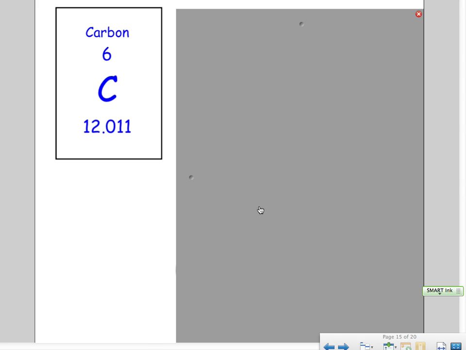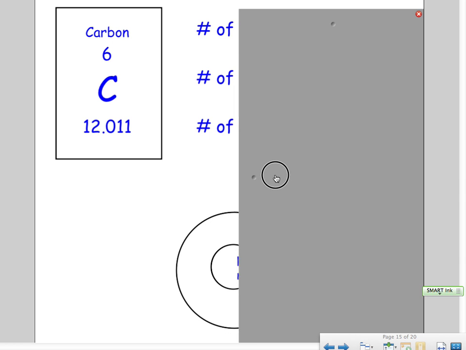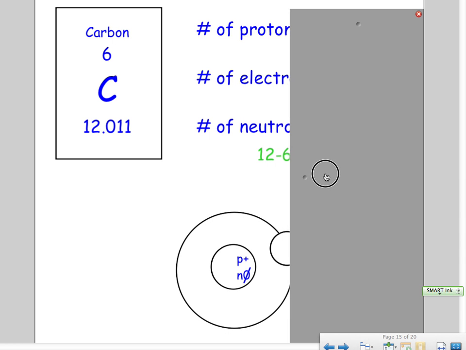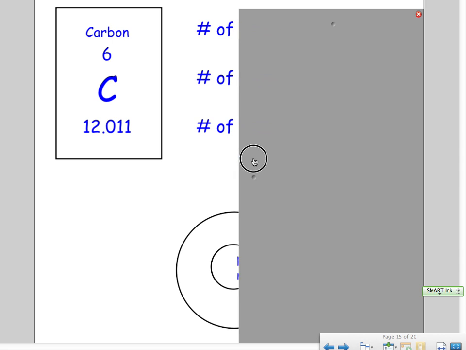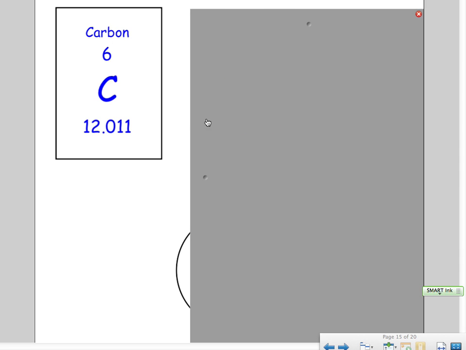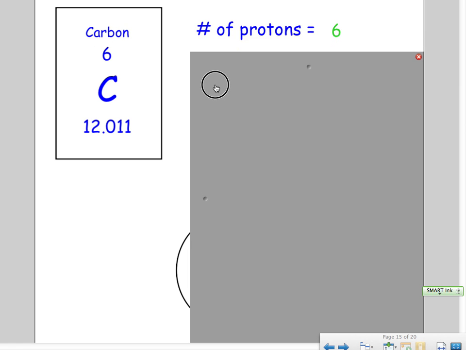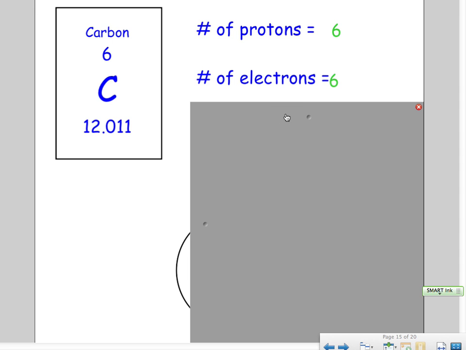Let's take carbon. Go ahead and draw this box that has carbon, 6, C, 12.011. And let's find the number of protons. Now we know that the number of protons is supposed to be the atomic number. The atomic number is right here, so we have 6 protons. For electrons, we also know it is the same number as protons, so we have 6 electrons.